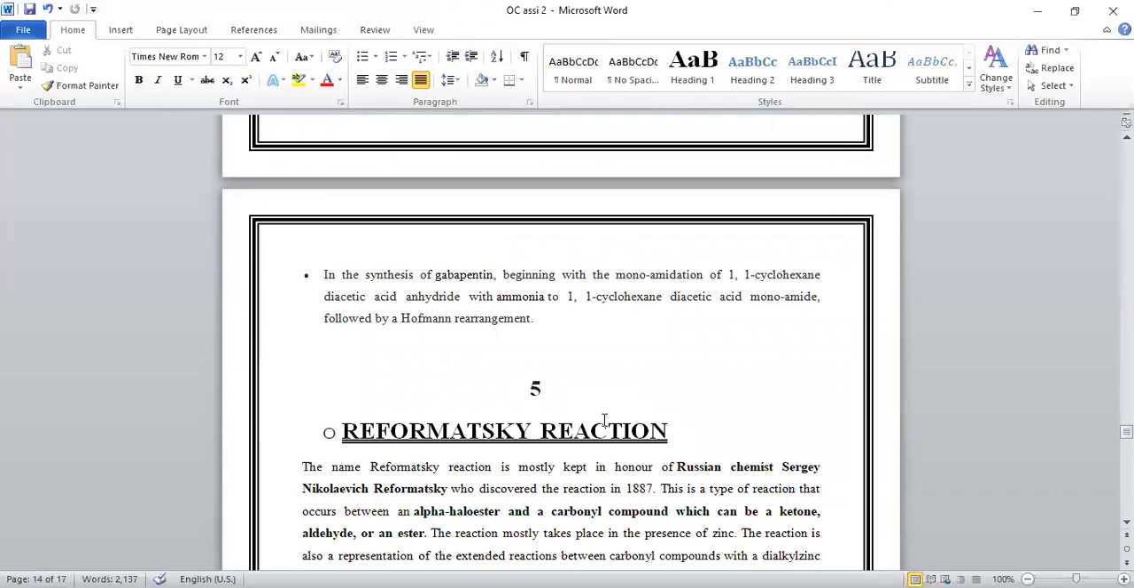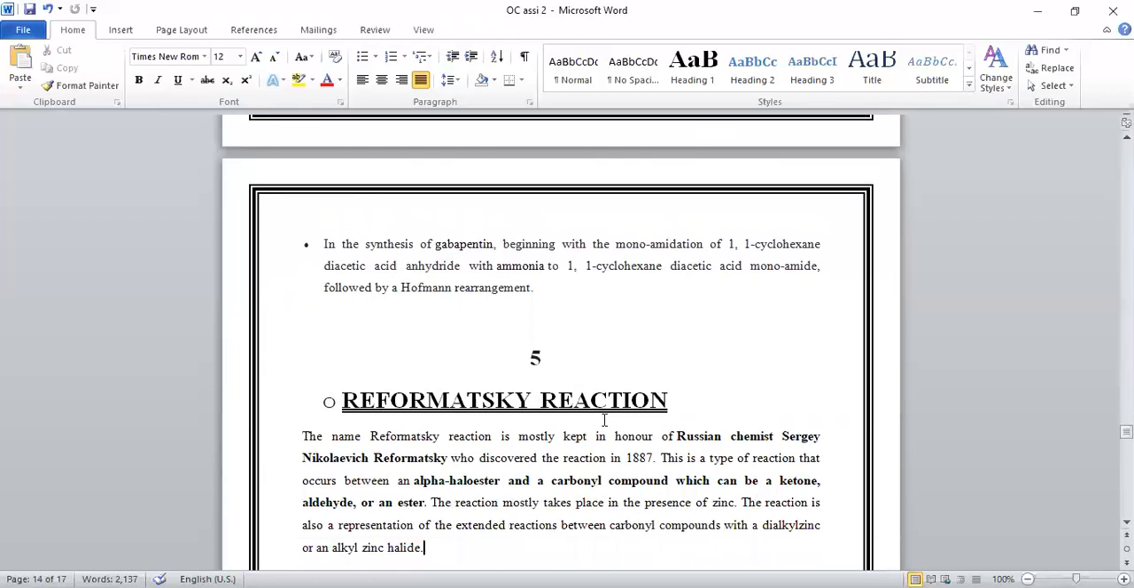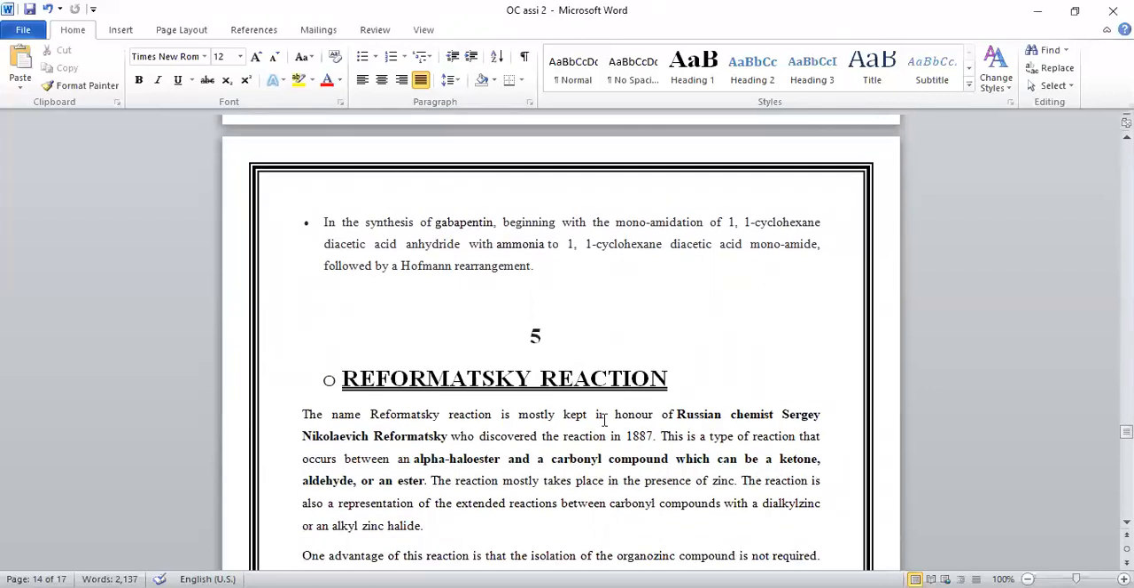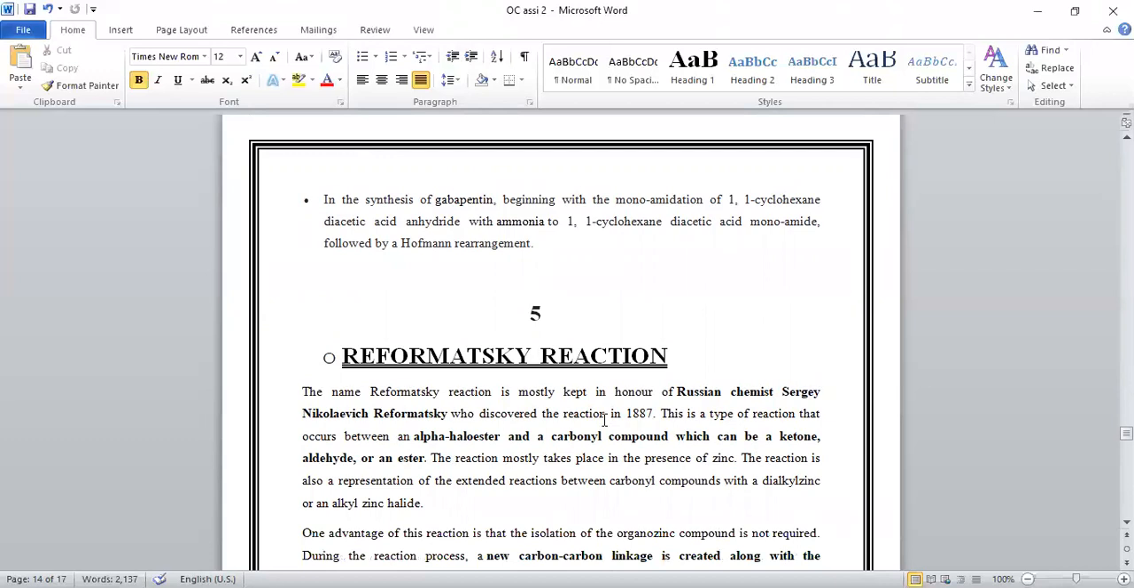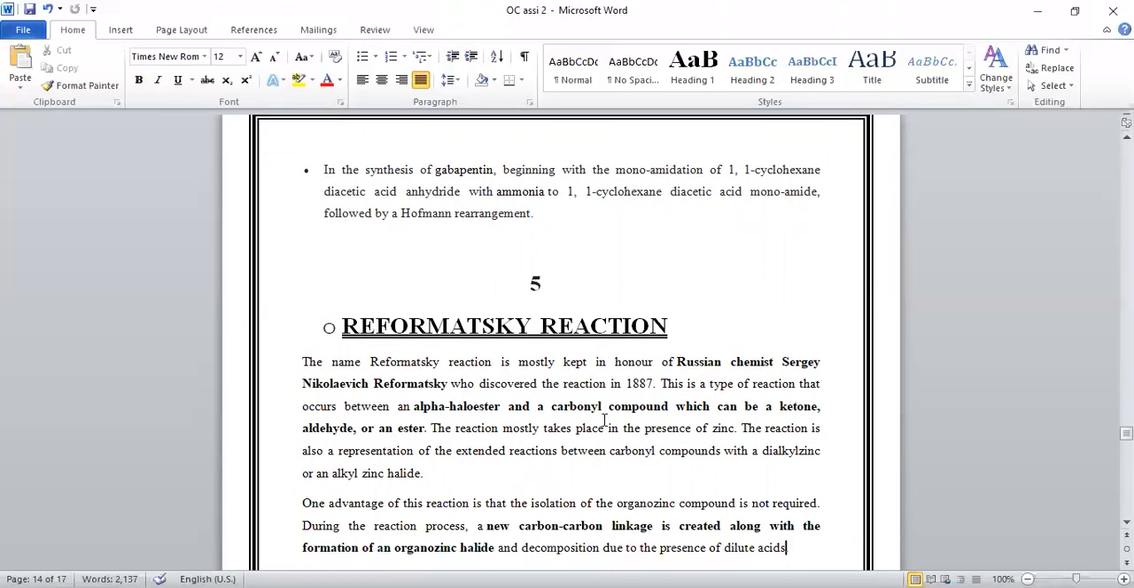The name Reformatsky reaction is kept in honor of the Russian chemist Sergey Nikolaevich Reformatsky, who discovered the reaction in 1887. This is a type of reaction that occurs between an alpha haloester and a carbonyl compound, which can be a ketone, aldehyde, or an ester. The reaction mostly takes place in the presence of zinc.